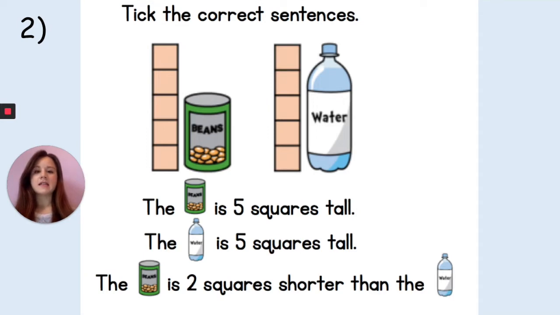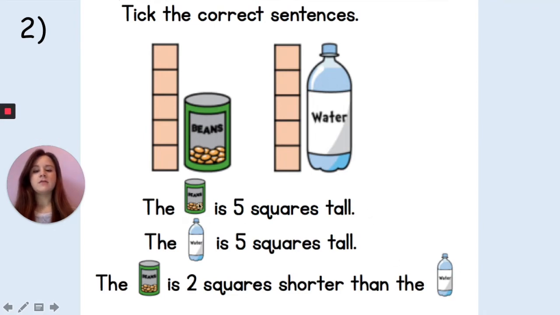Question number 2. Tick the correct sentences. So here we have some beans and we have some water. Now what you've got to do is count how many cubes tall the beans are and count how many cubes tall the water is, and write down in your notebook, or if you've printed it out you can tick it, which ones are correct. Are the beans 5 squares tall? Is the water 5 squares tall? And this one says the beans is 2 squares shorter than the water. So have a look at the cubes and the objects and see which of these are correct.